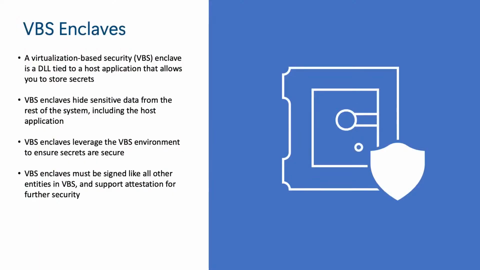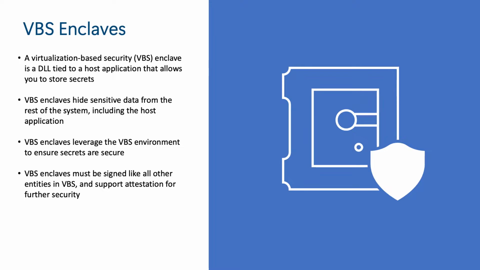Hey everybody, my name is Hilal. I am a program manager on the Core OS team, and I'm here to talk to you about VBS enclaves. So a virtualization-based security, or VBS enclave, is nothing more than a DLL that is tied to a host application. Adding a VBS enclave to your regular application allows you to move sensitive data from the host application into the VBS enclave, where you can rely on VBS to keep your secrets safe. Data in a VBS enclave is hidden from the rest of the system, including the host application. So long as data remains inside of the enclave, it is protected.